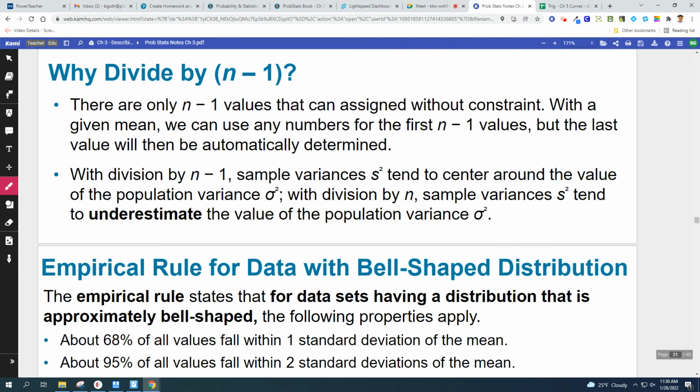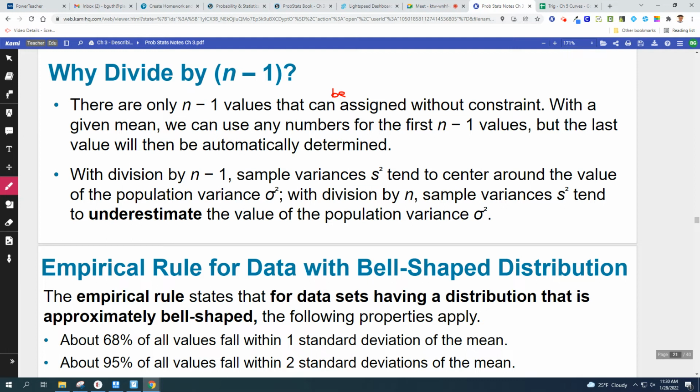Read this carefully. There are only n minus 1 values that can be assigned. I should say B right there. Without constraint. With a given mean, we can use any numbers for the first n minus 1 values, but the last value will then automatically be determined. So I guess they're saying if you already know what the mean is, and you've got all but one of the numbers, that last number is predetermined. If we already know the mean, the last number is automatically determined.